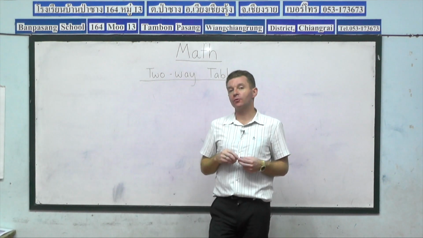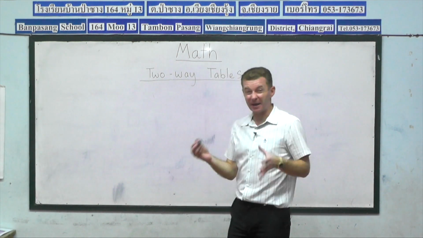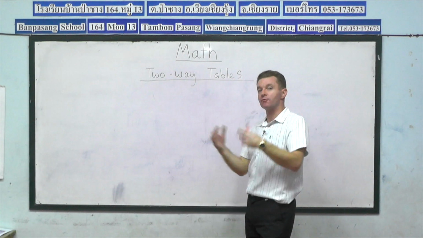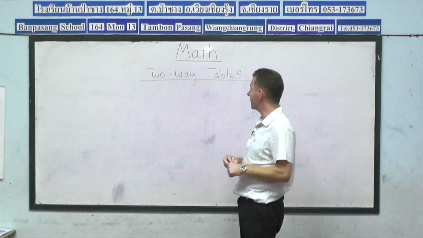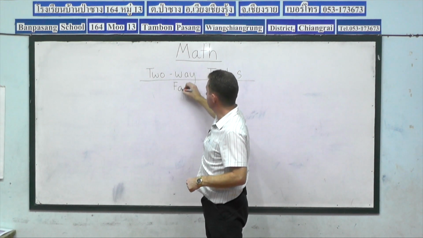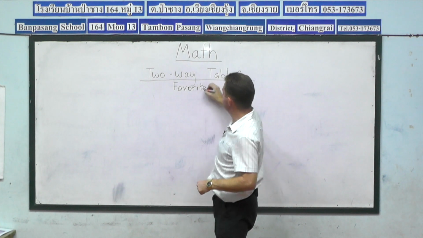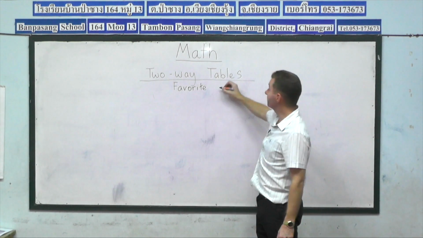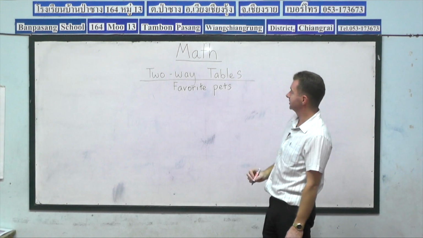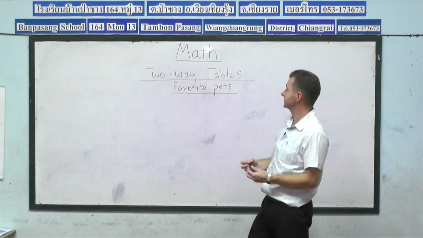And what I'm going to do a two-way table about is favourite pets, because pets is something that we're used to using. So for our students to practice how to read it, we'll use favourite pets again. So favourite, F-A-V-O-R-I-T-E, and pets, P-E-T-S. So now we have our title, Favourite Pets.